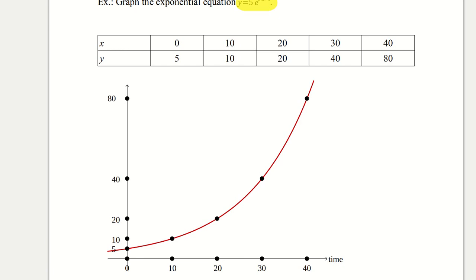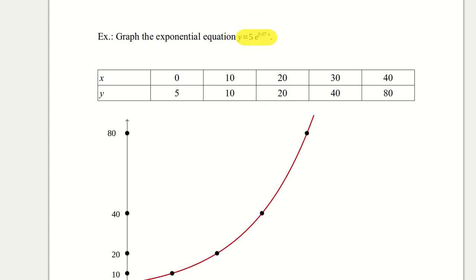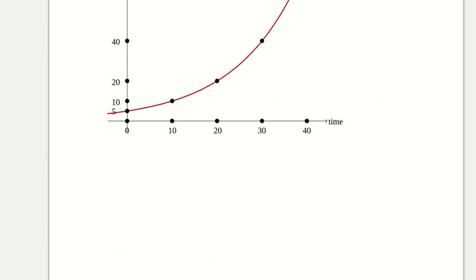So there's our graph, a graph of that curve that we started with, and we graphed it using what we know about doubling time and what we know about each part of that exponential equation.